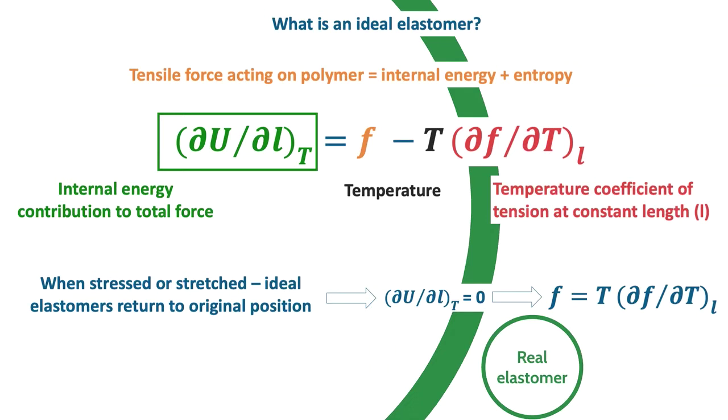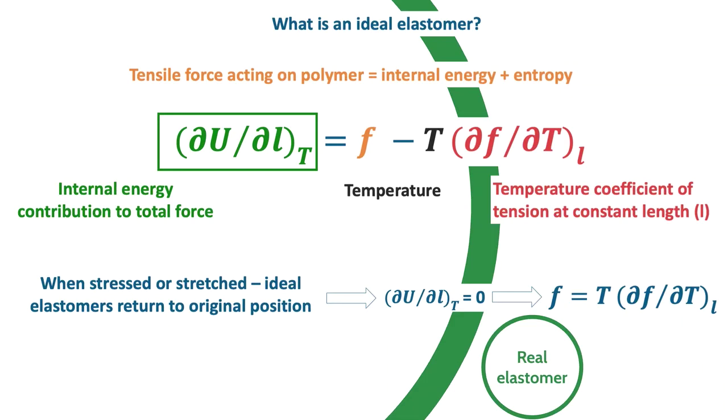Now, in an ideal elastomer, when you stretch these materials, once you release your force, the elastomers will return to their original position. That means the internal energy contribution to total force is equal to 0. And you can express the tensile force acting on the polymer solely based on entropy. This is in complete analogy to an ideal gas, where the pressure is due only to the entropy contribution.